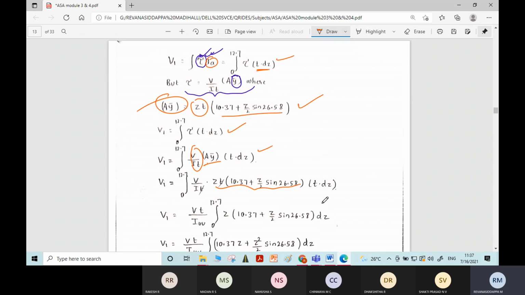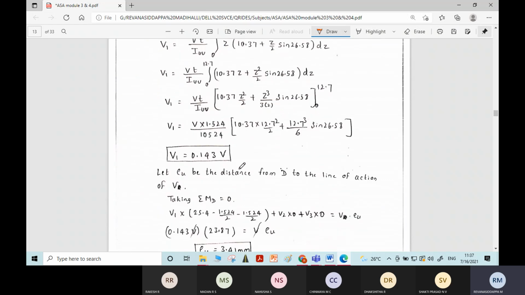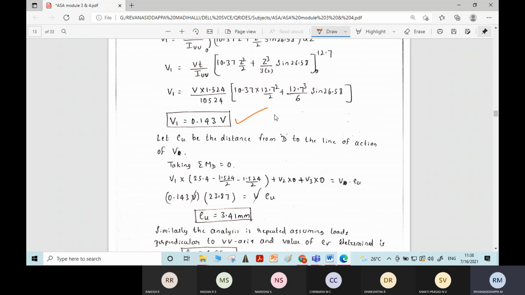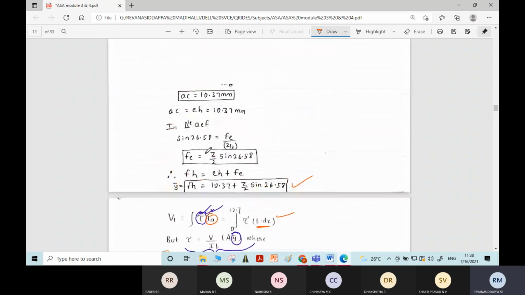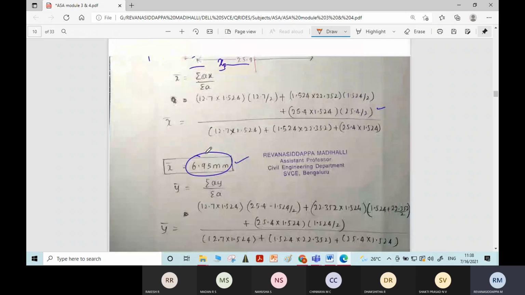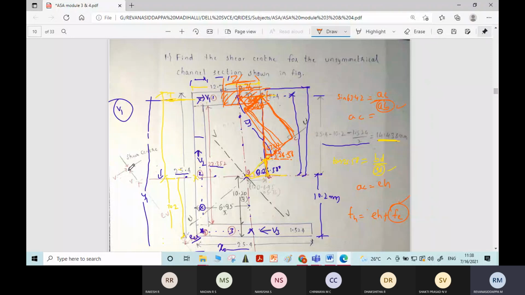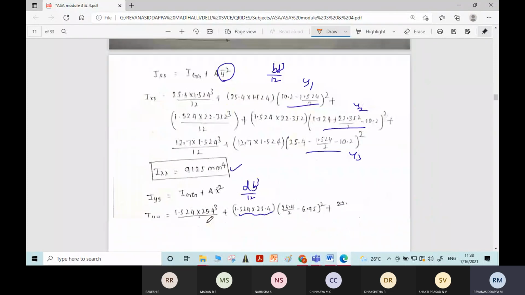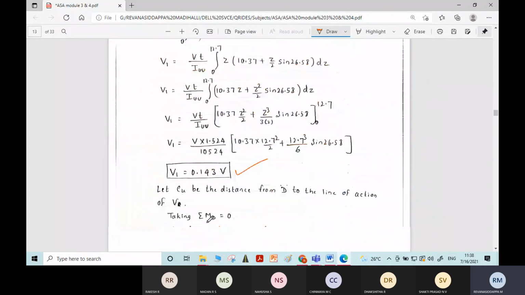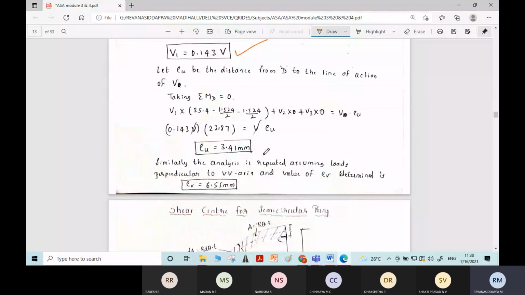T into dz you keep as it is, and by doing the integration, finally you will get the expression for V1 in terms of V, that is 0.143 V. Now after getting the expression for V1, that is 0.143 V, by taking the moment about D, that is V1 into perpendicular distance, equated to the shear center force V into EU, finally you will get the distance EU.